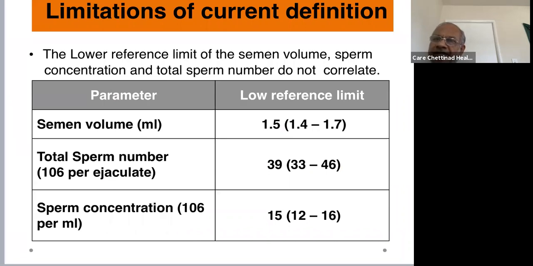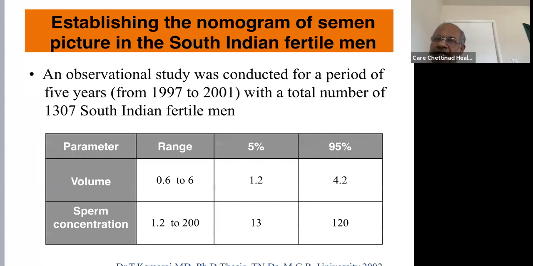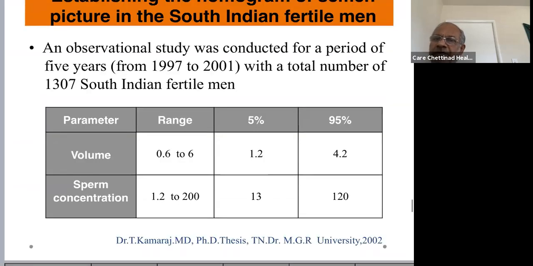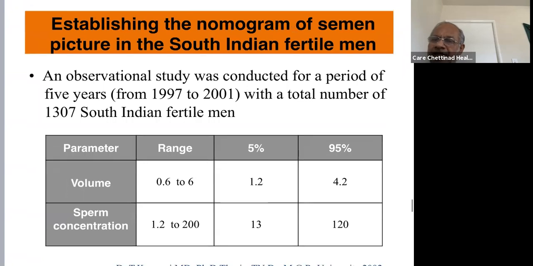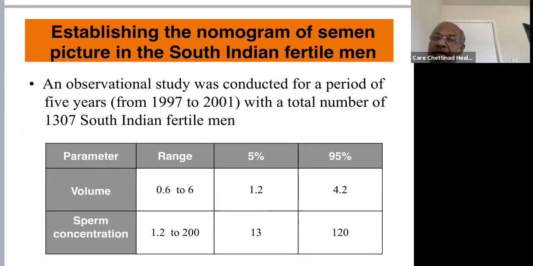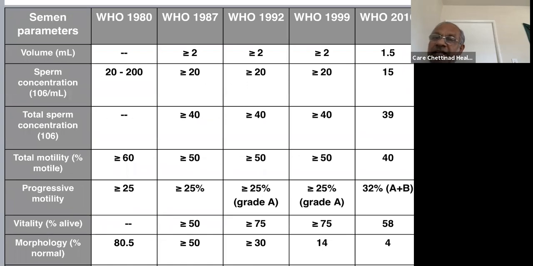And again, we need to establish, all of you, when you start your own practice, you have to establish your own normal values in your region. This is what we attempted some time back, and we had a PhD student who worked on it. And we found that the normal values are much lower than what WHO published at that time, until WHO revised in 2010. This shows you how WHO reference values have changed drastically over a period of time. See what happened in 1980 and what happened in 2010.